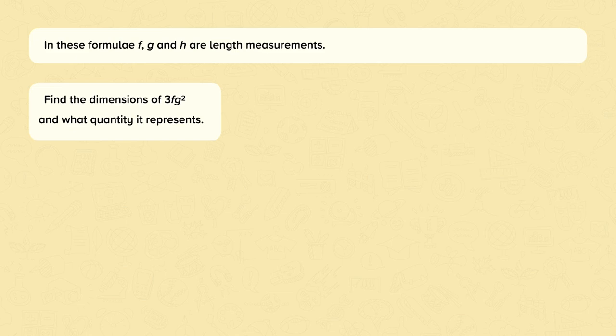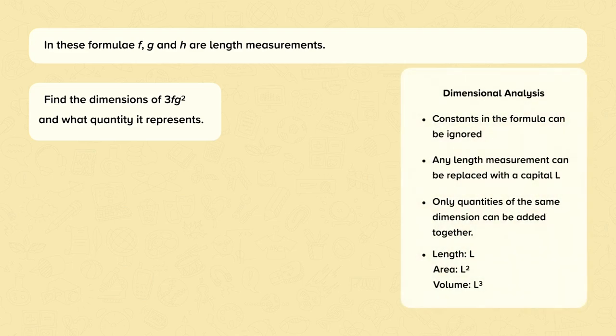Now let's take a look at doing dimensional analysis on a formula that we don't know. We are told that F, G and H are all lengths, and we still have our helpful steps for dimensional analysis. We want to find the dimensions of 3FG squared. So following our steps, we can ignore that constant as it's dimensionless. So we need the dimensions of FG squared. We know each of F and G are length, so replace them with L. And so we have L times L squared, which becomes L cubed. So this formula gives us a volume.